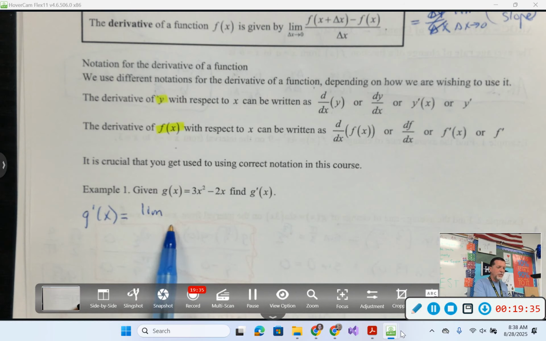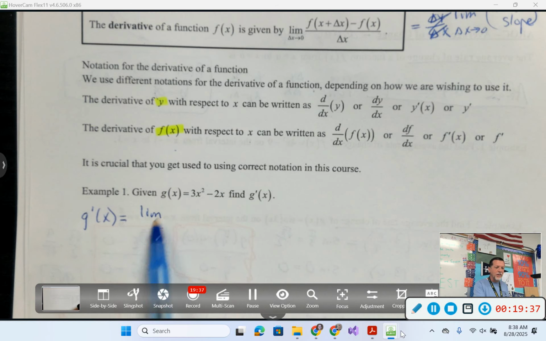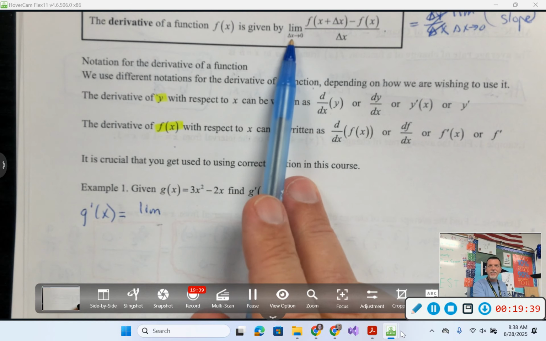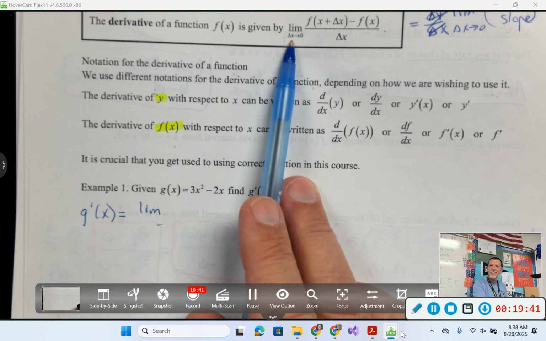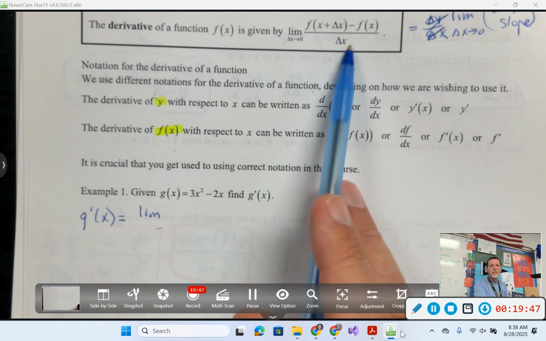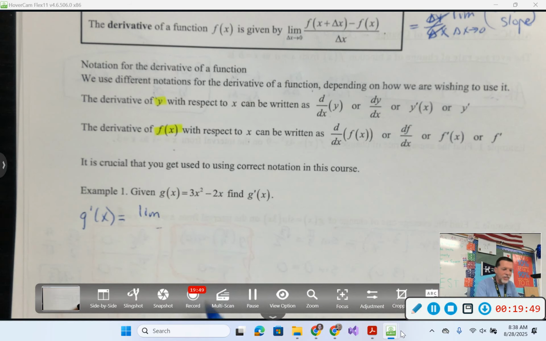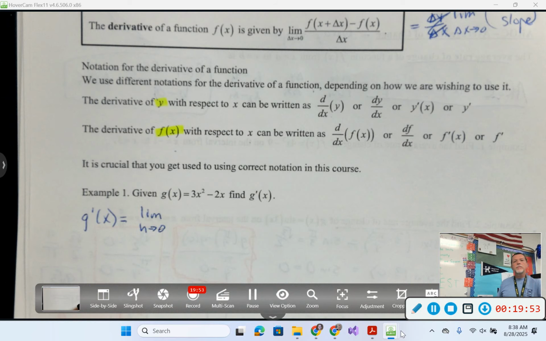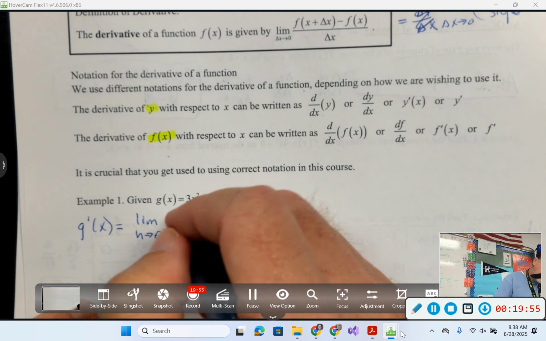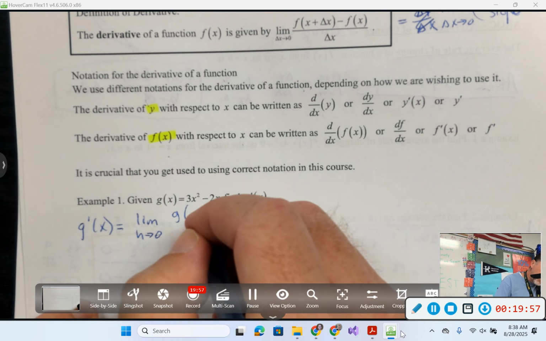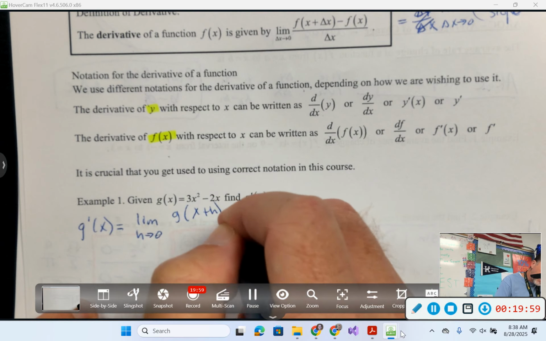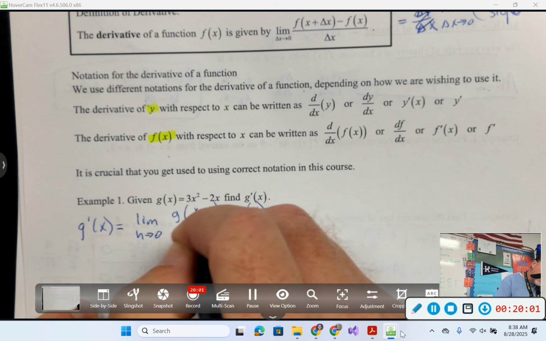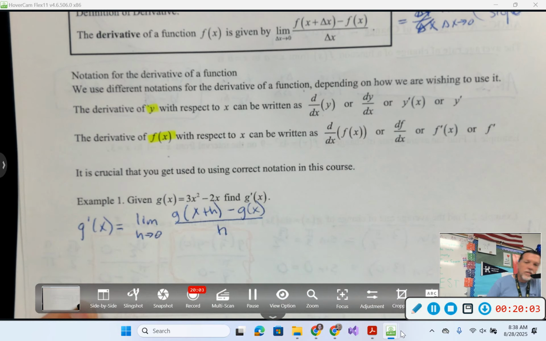Do you want me to use h or do you want me to use delta x? First vote was h. We'll use h. Again, delta x is a little more conceptual. H is just easier to write. We'll do h. Limit as h goes to 0 of g of x plus h minus g of x, all over h.